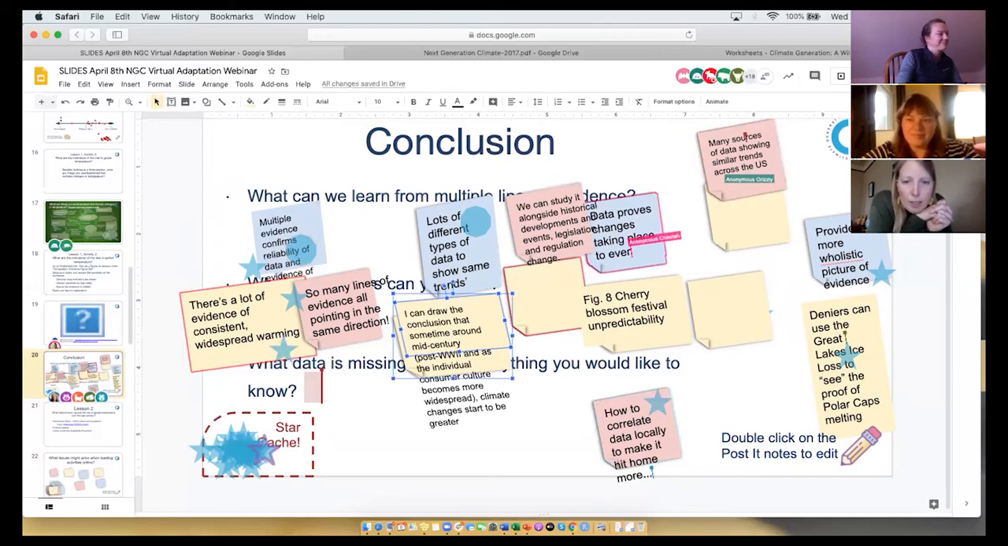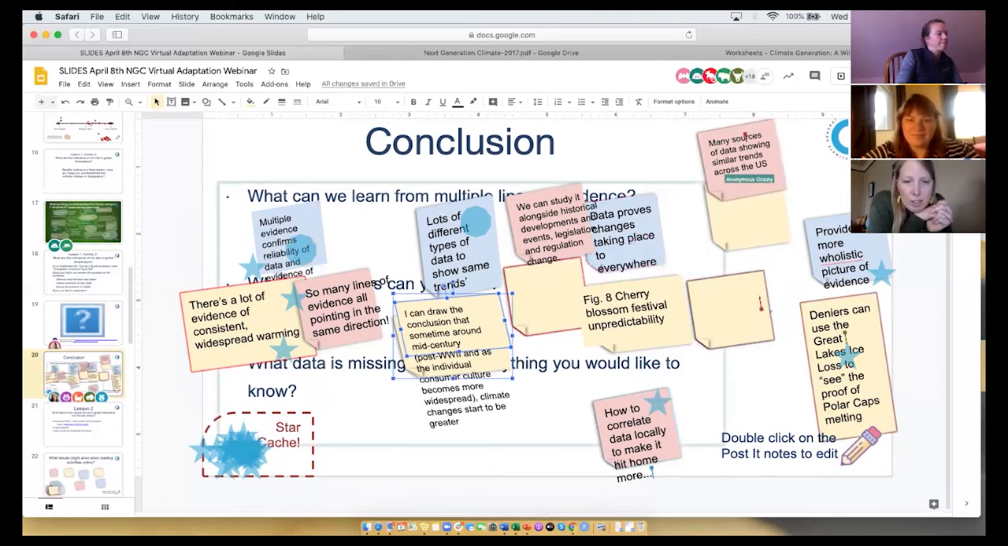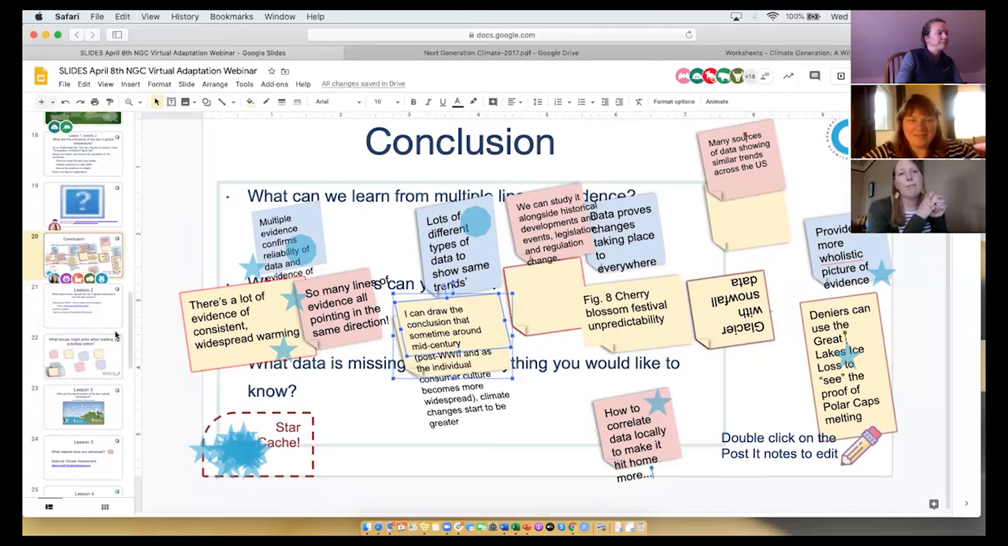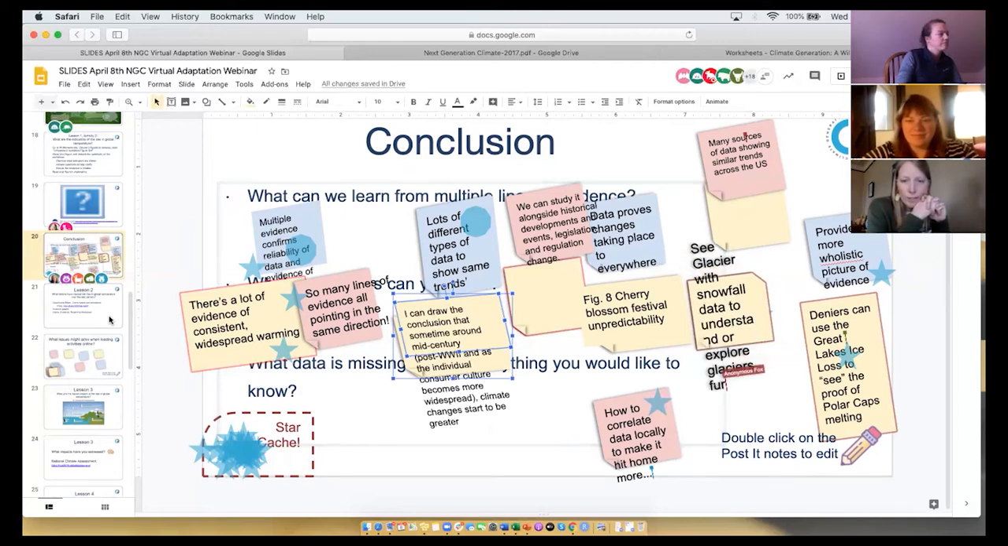One is showing we can study it alongside historical events, legislations, and regulations. Yep, that's a good one. Many sources of data showing similar trends. Right, so then thinking of good clarifying questions, who collected this data? A lot of these figures are from different organizations, and they're all painting the same picture, telling the same story. So understanding the sources of the information, all of that is good. It provides a more holistic picture of evidence.